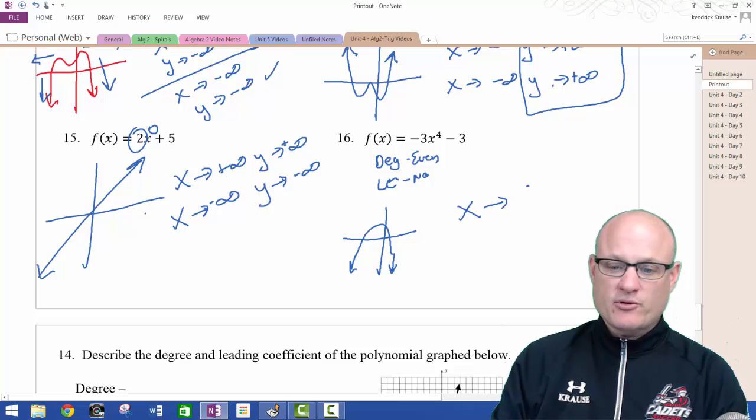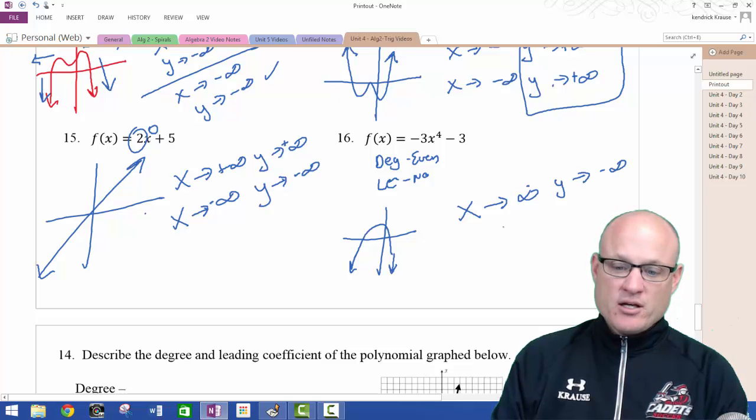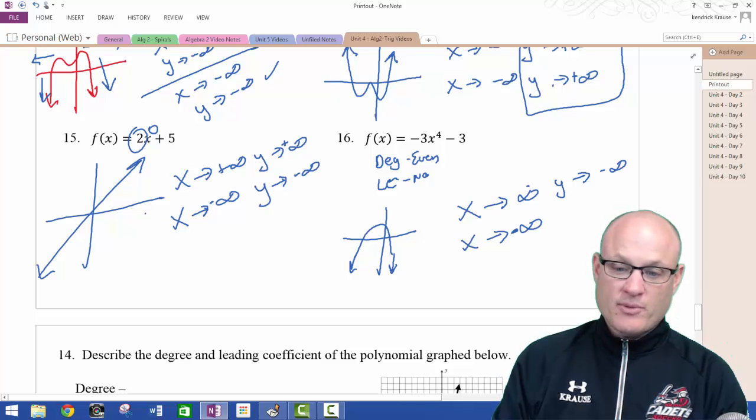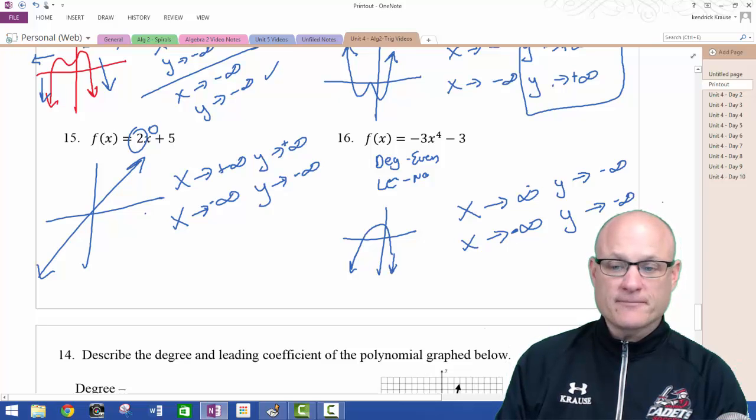So as x approaches positive infinity, y approaches negative infinity. And again, the y ones are going to be the same, because no matter if I go to negative infinity or to positive infinity, the y values are both going down. So both going to approach negative infinity.